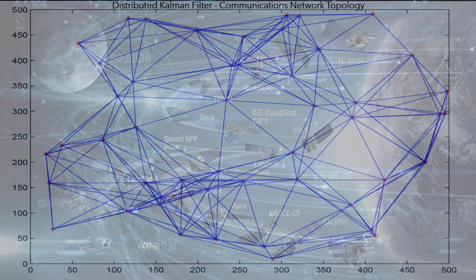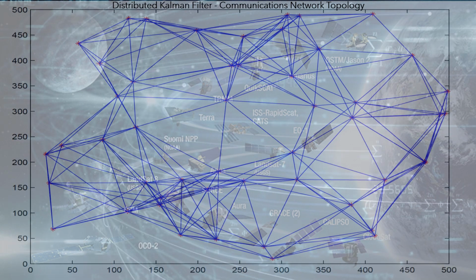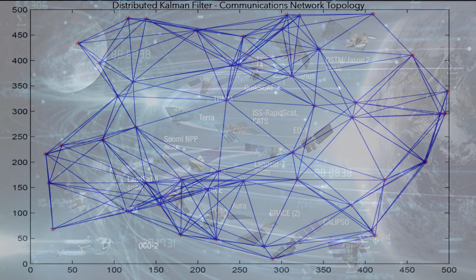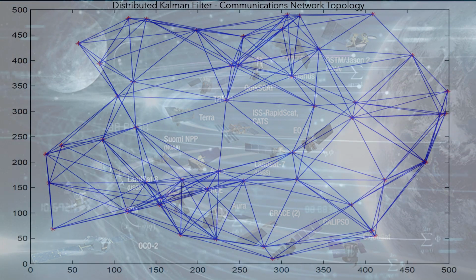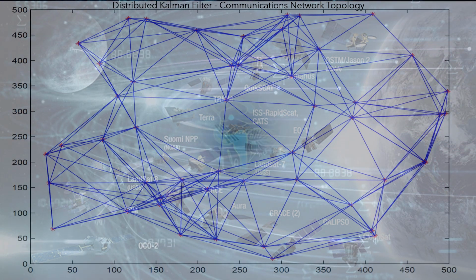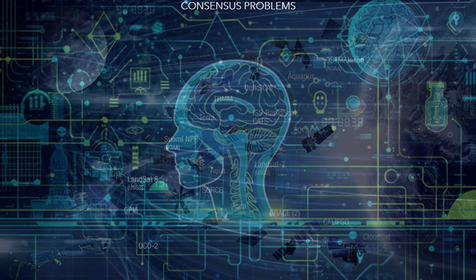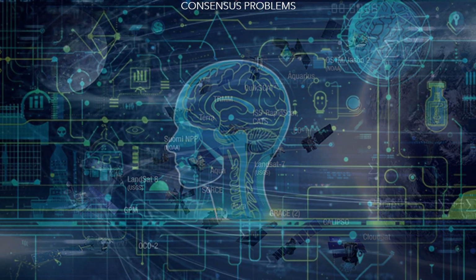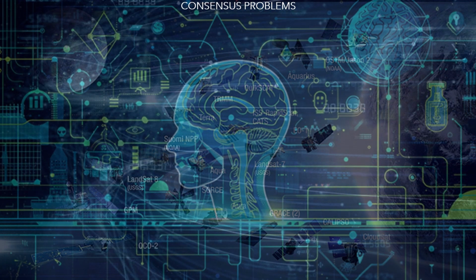Communications network topology. The way a sensor node transmits information to other nodes defines the interaction topology between nodes. It is often described by a directed graph whose vertices and edges represent the nodes and communication links. Consensus problems are widely considered in computer science. Consensus filters are the formulation and classification of different available filters and their equations.